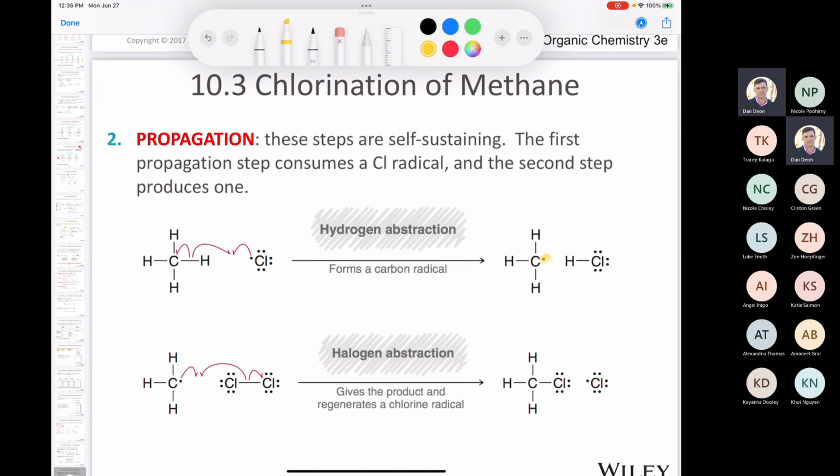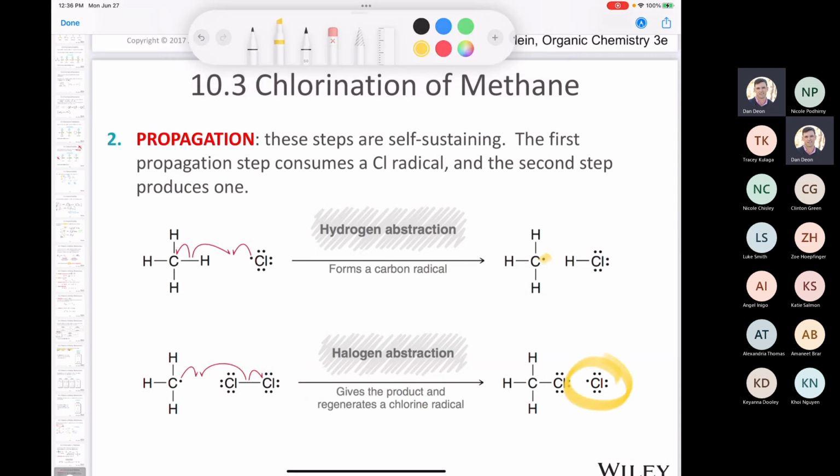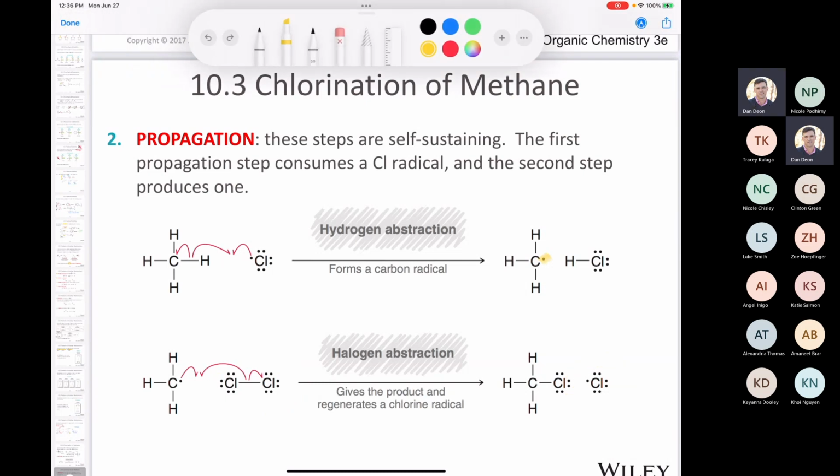the methyl radical is going to react with some of that chlorine that hasn't been converted into radicals. Again, only some of the chlorine is converted to radicals, so you still have Cl2, as I have shown in the yellow oval. You do a halogen abstraction, and then you make another radical. Now, these two steps are very important, and we're going to come back to them in a few minutes.